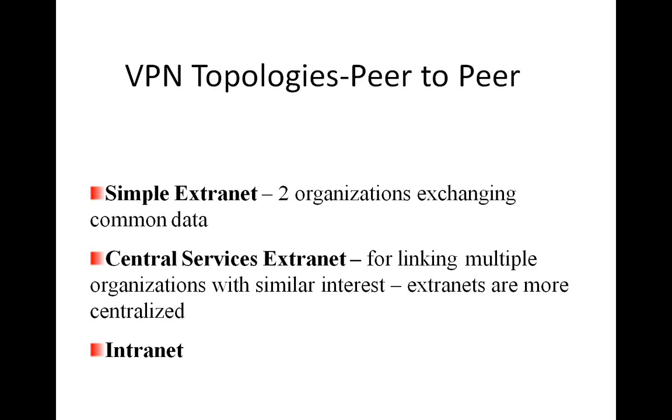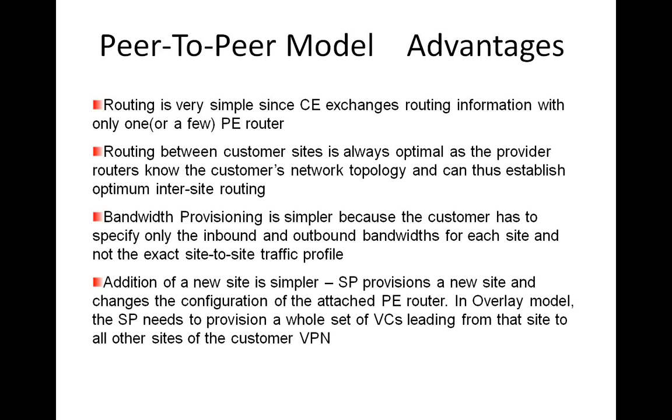So a typical example when customers would prefer this is when they want to build an extranet kind of topology, wherein you want two different organizations exchanging common data, or you can build a central services extranet for linking multiple organizations with similar interest. So extranets become a lot more centralized, or you can also use it to build an intranet.